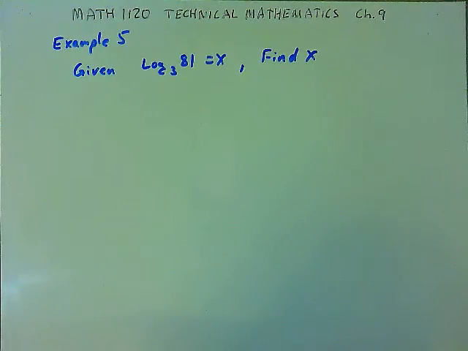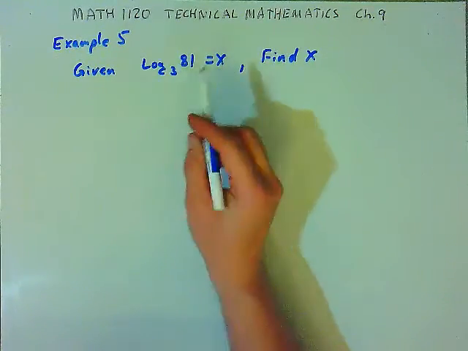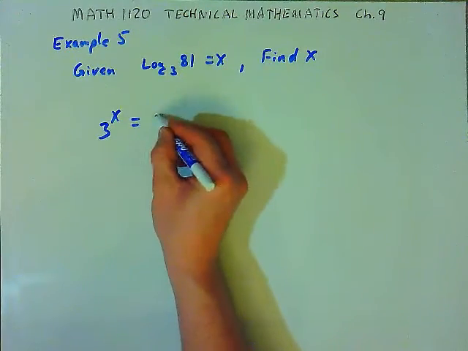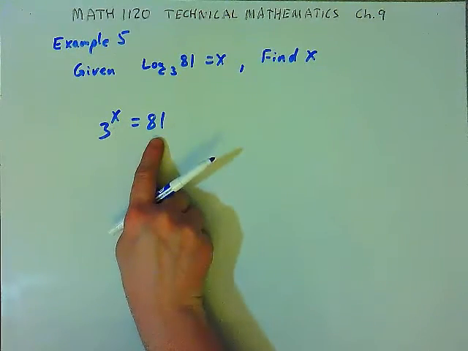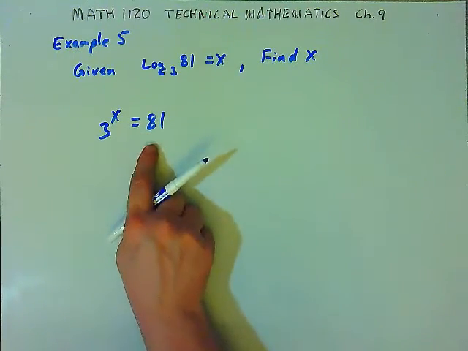This is example 5. It says given that log base 3 of 81 equals x, find the value of x. And so this is going to be easier if we first change this into an exponential form. And so this says 3 to the power of x is equal to 81. So the equivalent equation is that 3 to the x power equals 81. And so the question is, well, 3 to what power is equal to 81? And we can do this by trial and error. Maybe you already know the answer, maybe you don't. So we can do it by trial and error.